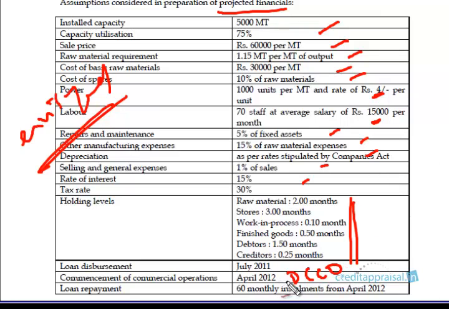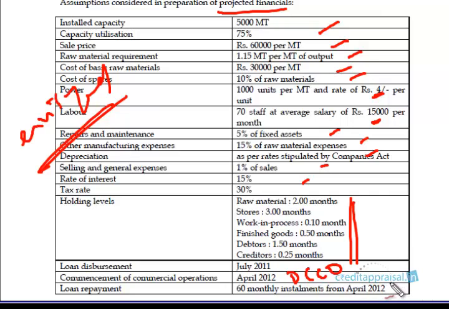So DCCO was expected to happen in April 2012, and loan repayment was in 5 years, 60 monthly installments commencing from April 12. This seems to be a repayment with no holiday. As soon as the operations commenced, the repayment also commenced.